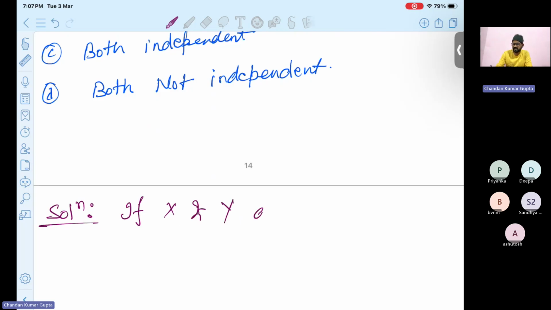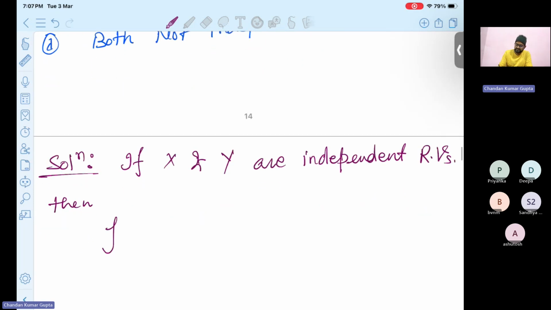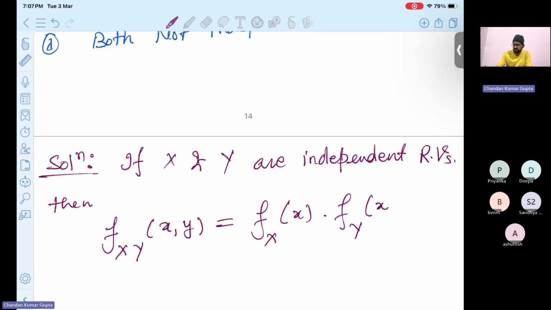If X and Y are independent random variables, then the joint distribution of X and Y is equal to the product of their marginal distributions. This is an if and only if condition.